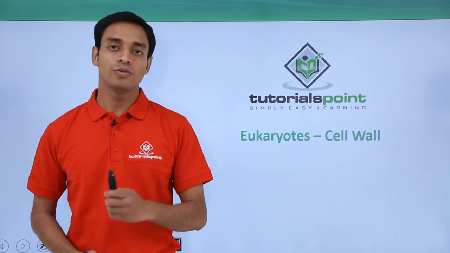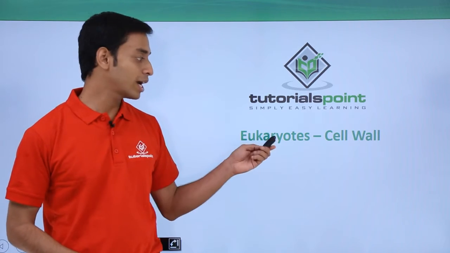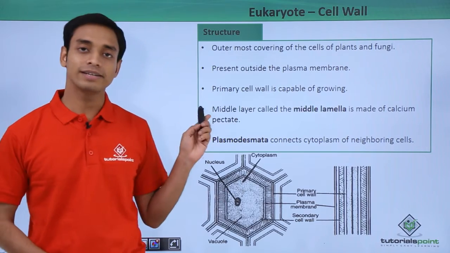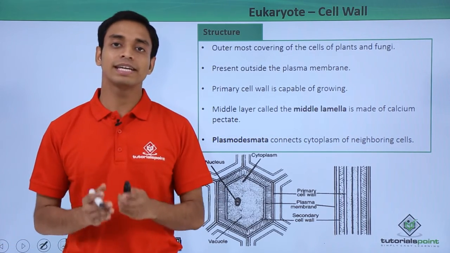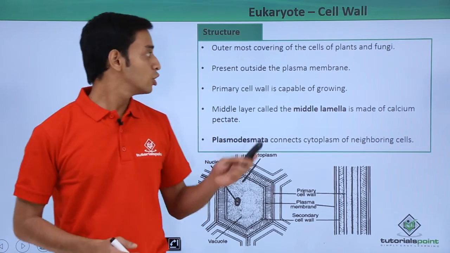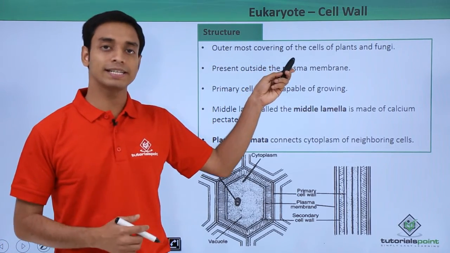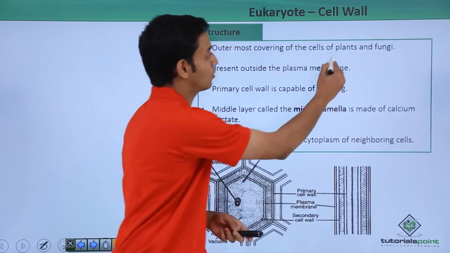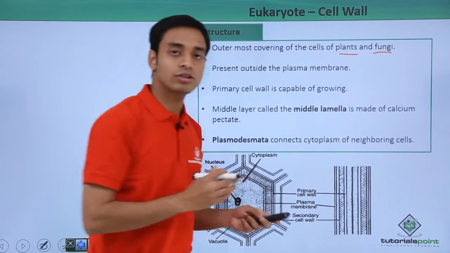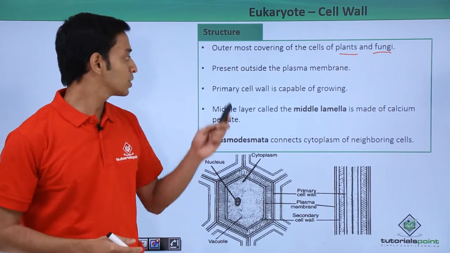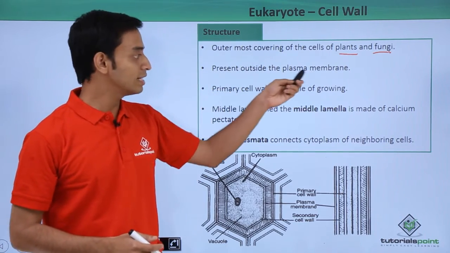In this video, we are going to talk about the eukaryotic cell wall structures. So we know the cell wall of eukaryotes is only present in the case of plant cells. The cell wall, which is the outermost covering of these eukaryotic cells, is mostly found in plants or in fungi. It is not found in animal cells. This is present outside the plasma membrane.